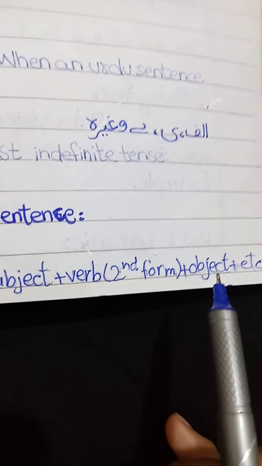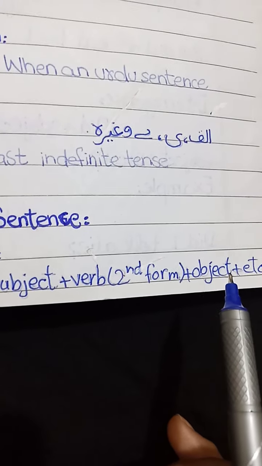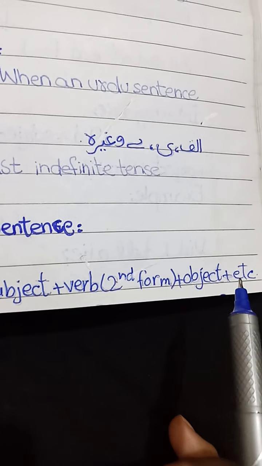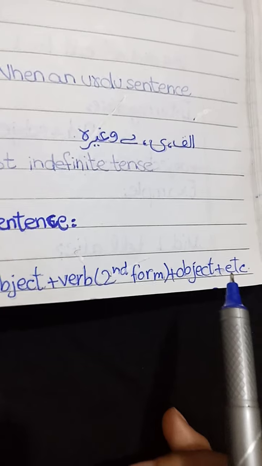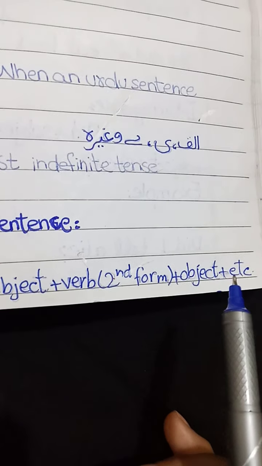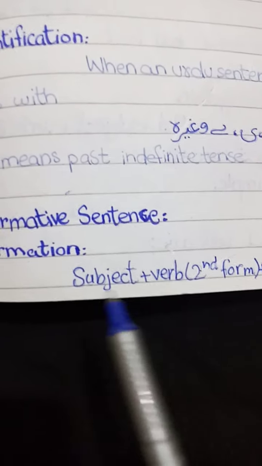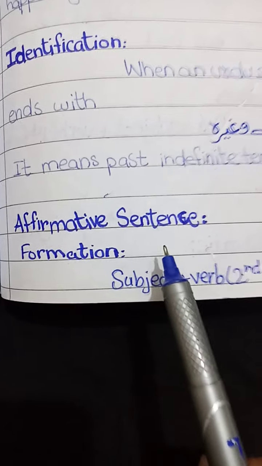Then comes the object, and sometimes some extra information is also given in the sentence. That is called, we can say, etc. That will come after the object. This is the formation of affirmative sentences.